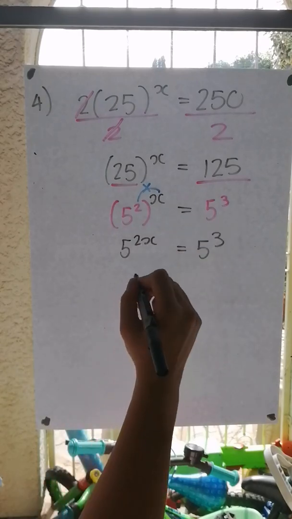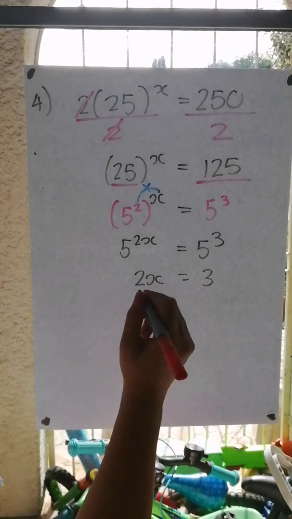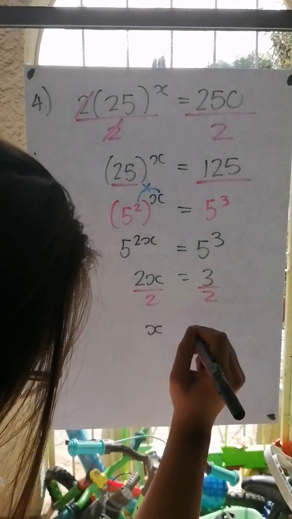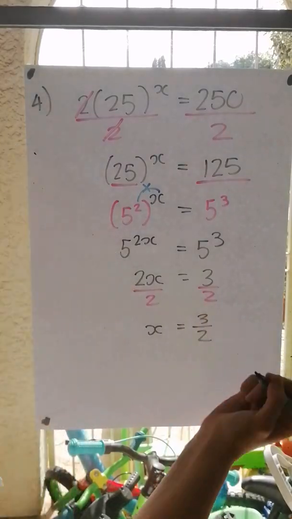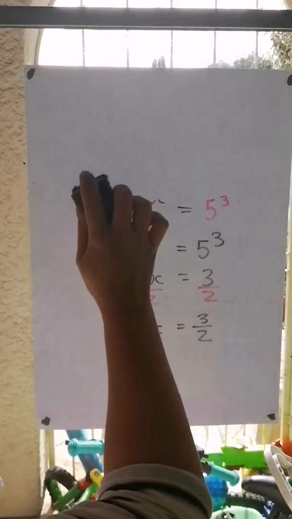Like bases, ignore the bases. 2x equals 3. Solving for x means dividing by 2 and dividing by 2. And I've got x equals 3 over 2. And that is your answer for example 4. Halfway, 4 more examples to do together.